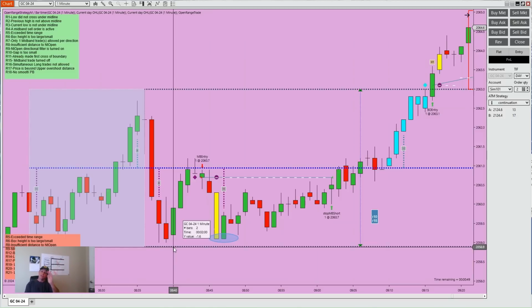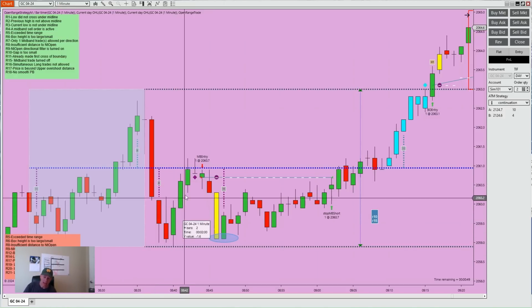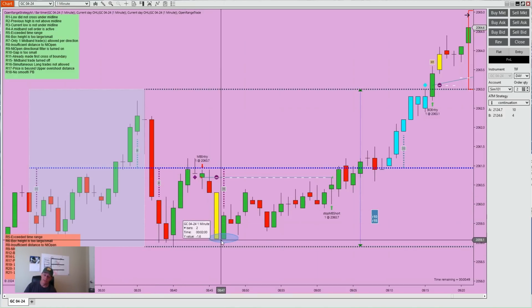You're looking for that sequential sequence of how the candles print, that you're either equal to or lower than the candle to the left for the high, if you're looking for a long, or higher than or equal to the candle to the left if you're going back to a midband for a short. Okay, so this was a classic midband trade right there.